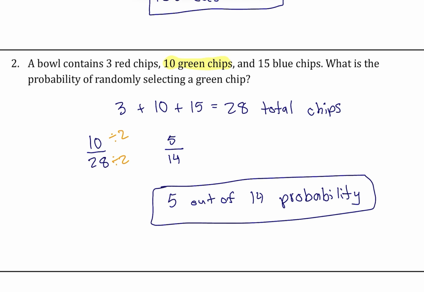Of selecting a green chip. So again, probability is the chance. You might hear 5 out of 14 chance or 5 out of 14 probability. Those two words can be used interchangeably.